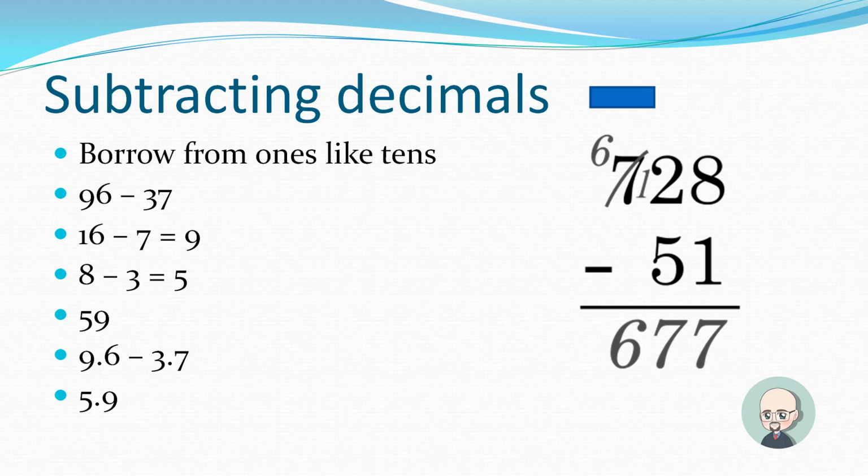Again, same thing. If we did that over on the example to our right, it would be something like 72.8 minus 5.1. And then we come up with 67.7 instead of 677.